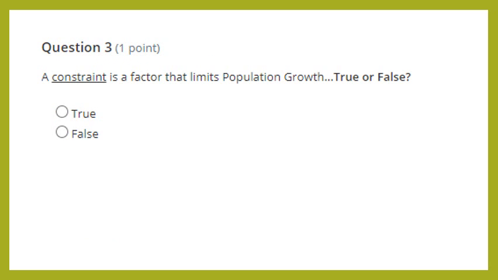Question 3. A constraint is a factor that limits population growth. True or false? So if you don't know this, go right back into your textbook because constraint is one of our vocabulary words.